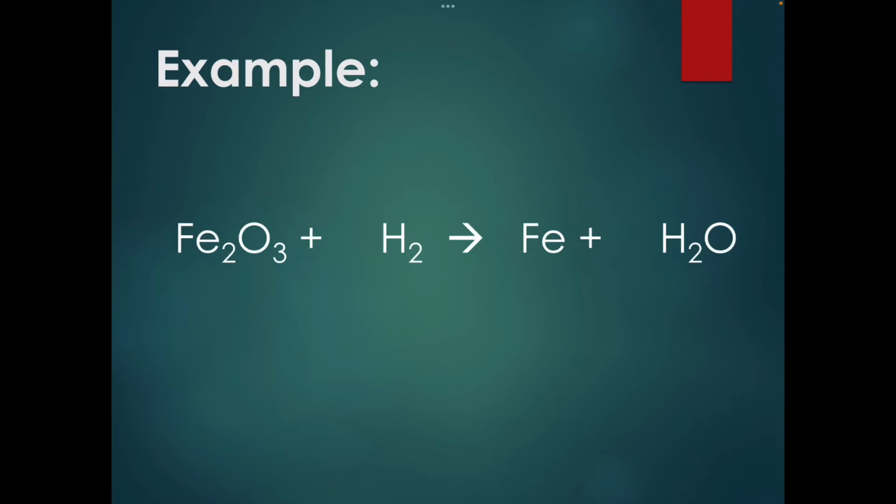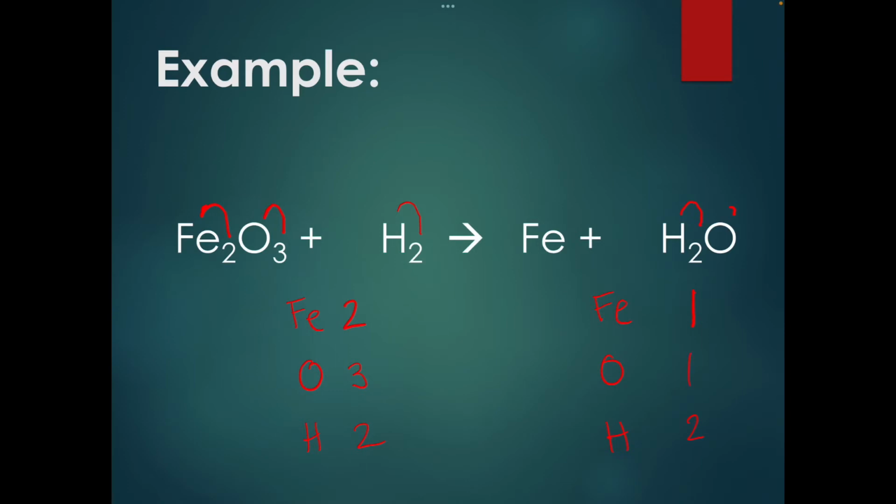Let's try this one. So the first thing we're going to do is figure out how many of each element we have on either side of our reaction. On each side we have iron, oxygen, and hydrogen, right? I like to write them in the same order on each side so I can really easily see how many of each element I have. So on the left-hand side, I have 2 irons, 3 oxygens, and 2 hydrogens. On the right-hand side, I have 1 iron, 2 hydrogens, and 1 oxygen.